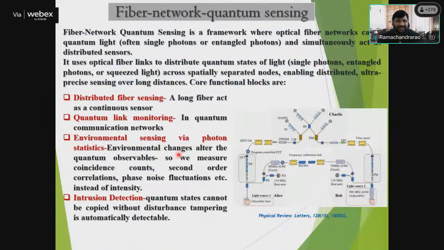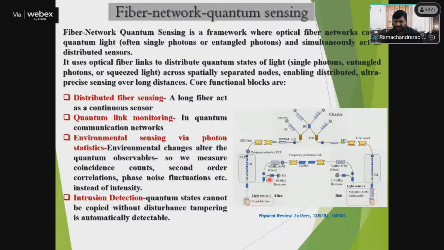The last one is fiber network quantum sensing. So this is a fiber network. As you know, everywhere you have fibers, because you are getting the telephone signal through the fiber, and you are getting the internet through the fiber. Everywhere in your life is full of fiber, right? One place to another place.